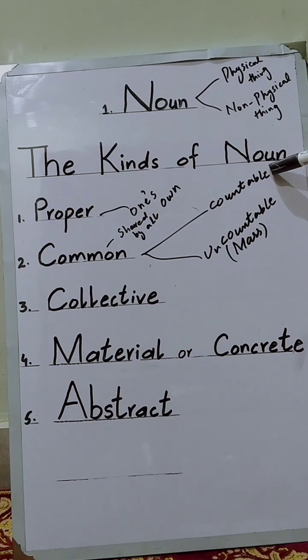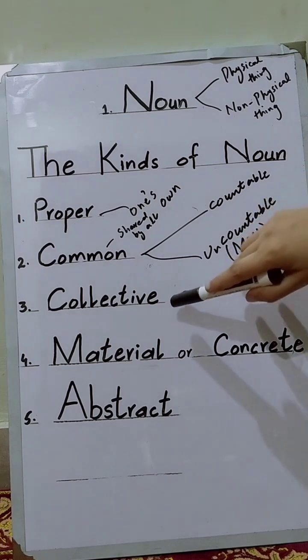For example, book, pen, cap, table, etc. On the other hand, some common nouns are not countable. They are called mass nouns. For example, iron, water, sugar, meat, wood, etc. Such nouns are not normally used in the plural.